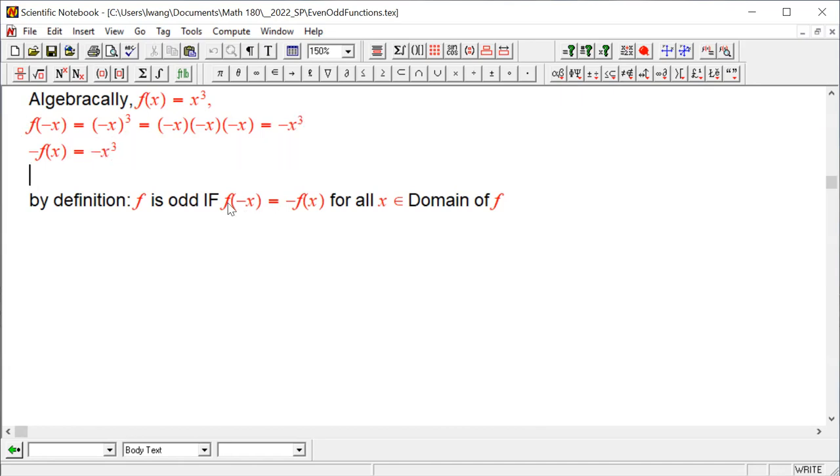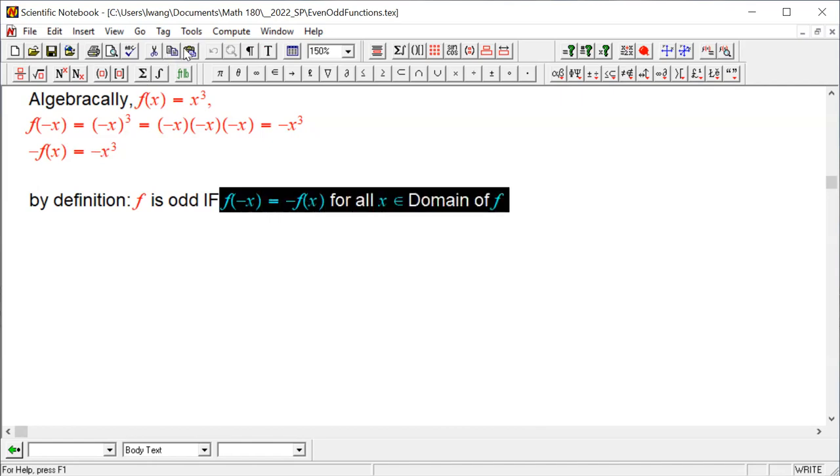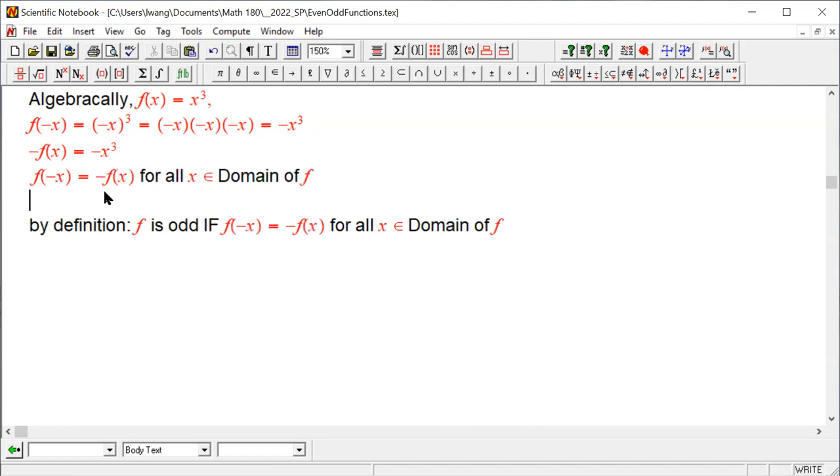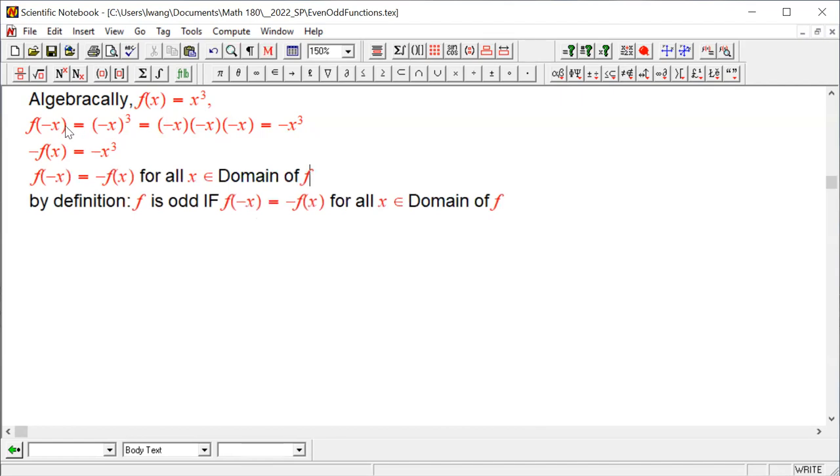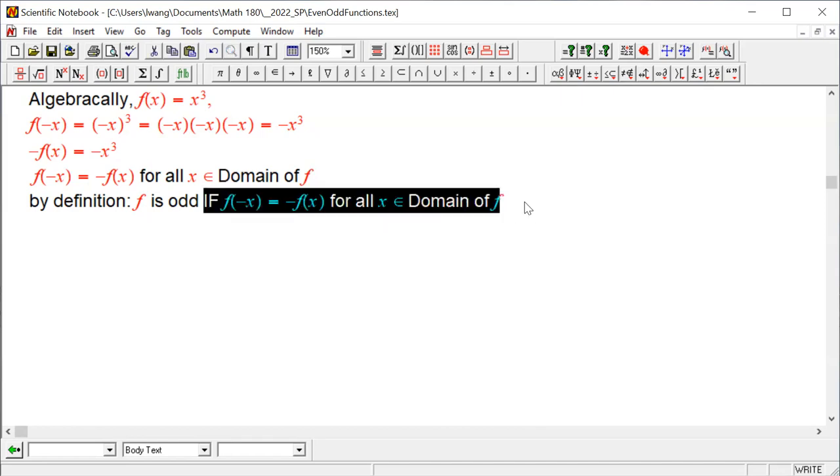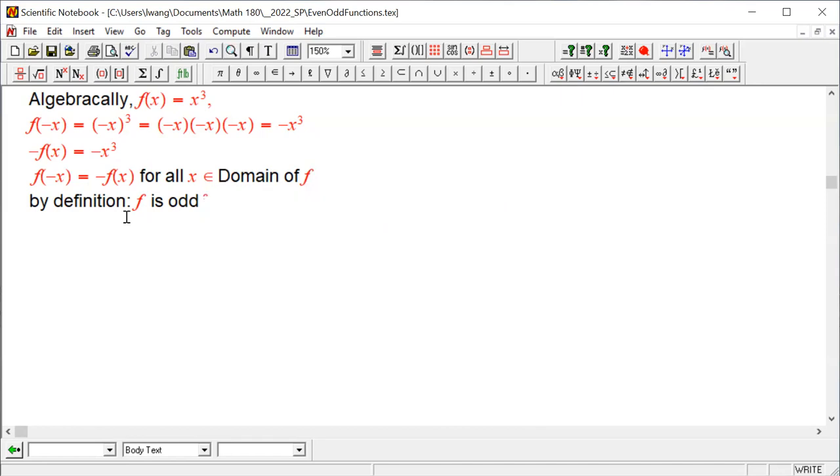So we ended up with this requirement. And this is going to be true for any x, because we didn't have to choose x with any specific value. These operations are true for any number in the domain of f. So f is odd. This function f of x is odd.